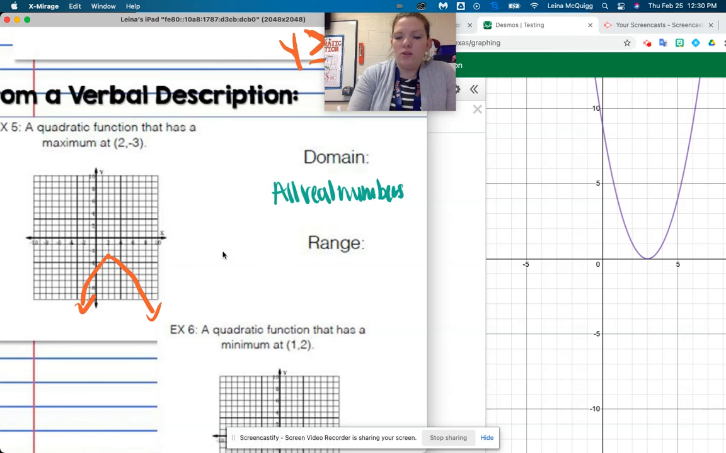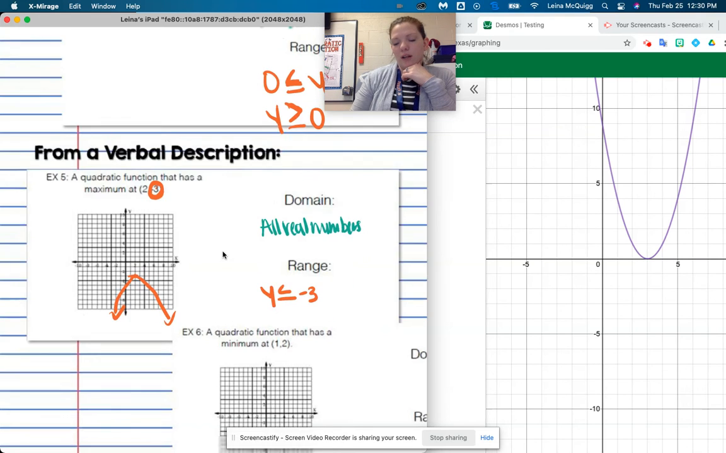My range is going to go from the bottom, so there's nothing at the bottom. The bottom, it's going to keep going forever and ever down. So then I don't have anything on this side of my y. So I'm going to have y, and then I'm going to go all the way up to the top. Is less than or equal to, and where does it stop? At the very top, and that's at -3, which is that value right here. Okay, so if it says maximum, then I'm looking at this number right here. That's going to be y is less than or equal to -3.